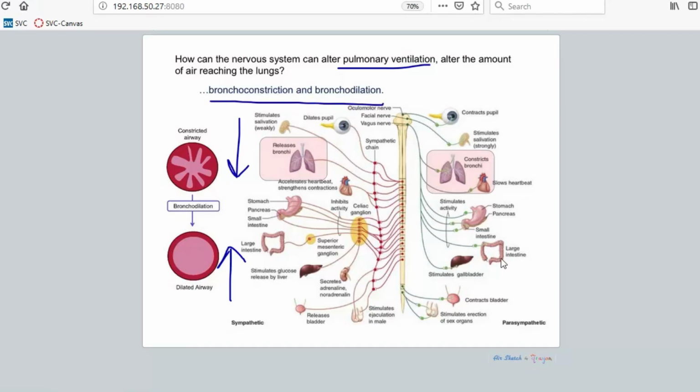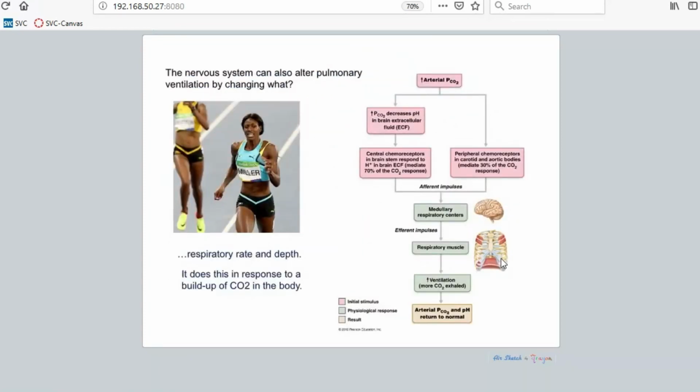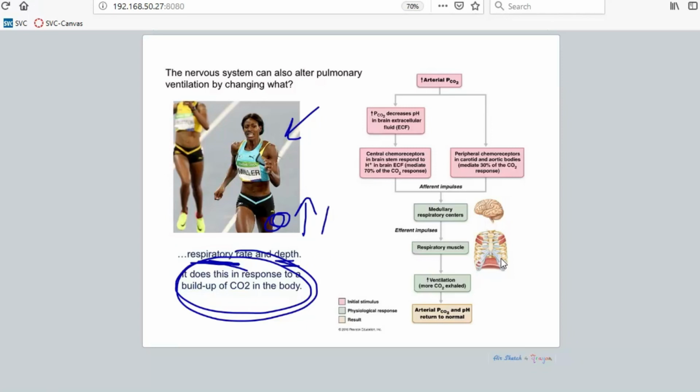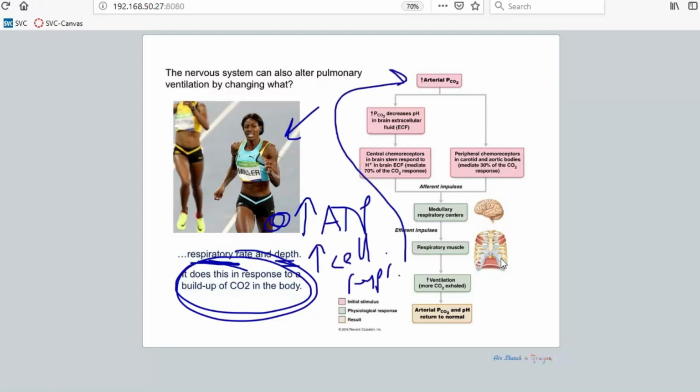But what's another way we can do that? What's another way we can alter pulmonary ventilation? And the answer is we can change both our respiratory rate and our respiratory depth. Okay, and our body does this in response to CO2. So during exercise, what's happening? Skeletal muscles need more ATP. Okay, so we need to increase the rate of cellular respiration, which is great. That's what we need to do, but as you guys know, CO2 is a byproduct of that.